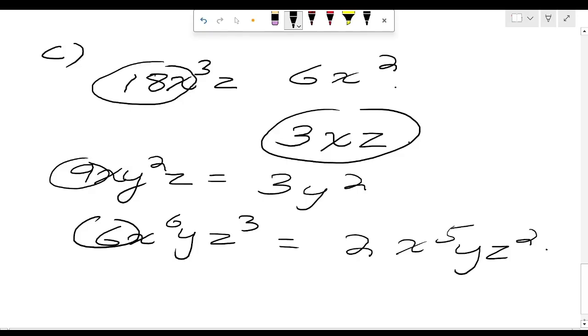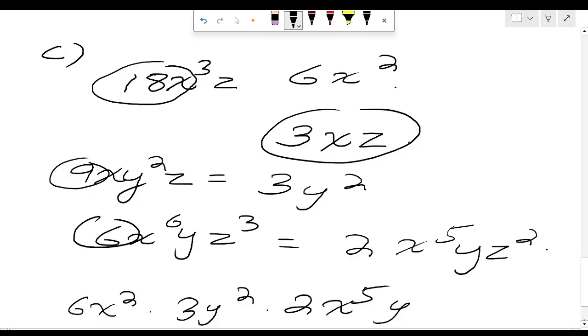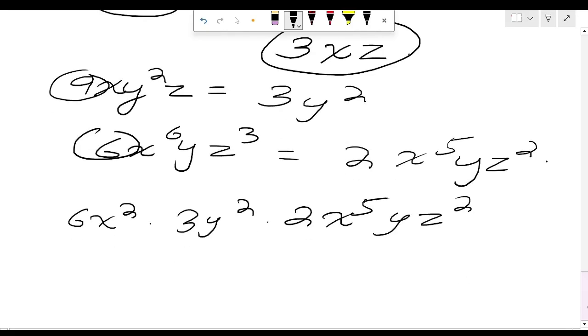So now we will multiply all of these values with each other. So let's write down the uncommon factors first. This is 6x square, then we have 3y square, and then we have 2x power 5yz square. Now 3 multiply 6. What is 3 multiply 6? 6 twos are 12, 6 threes are 18. And if we multiply 18 with 2, we get 36. So I'll write 36 here.